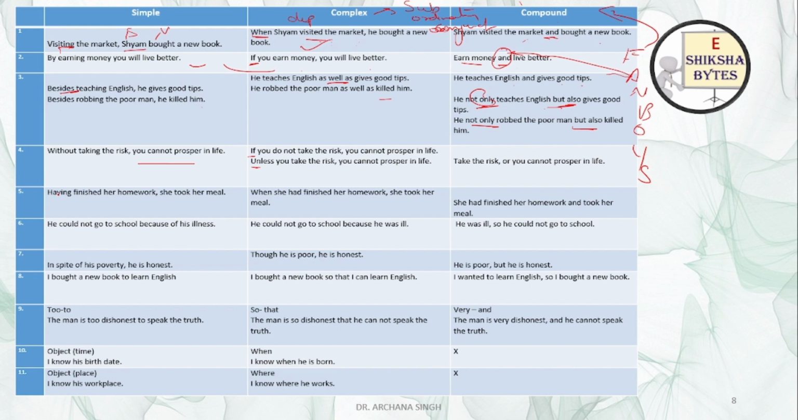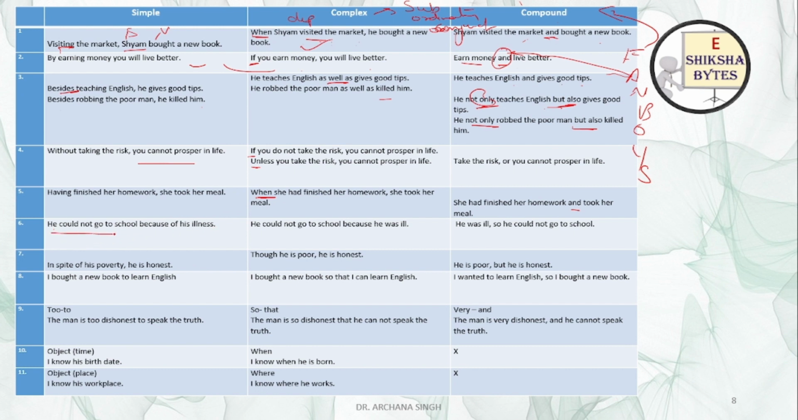Now the next sentence is, having finished her homework, she took her meal. Again, we have used a subordinating conjunction here. When she had finished her homework, she took her meal. To make a compound: she had finished her homework and took her meal. Next is, he could not go to school because of his illness.